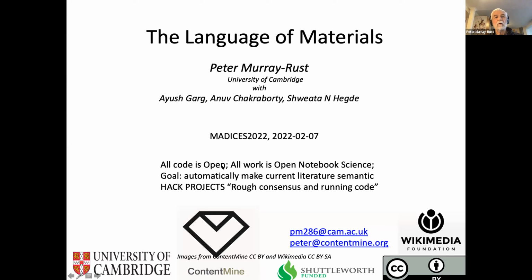Some points at the beginning: all my code is open. Well, it's not all mine. All the work is open notebook science, so everything is already up on the web as it's done. And the goal is to make the current literature semantic. Now, that's a huge goal, but I think it's possible. In other words, we should be in a position where we can read the current literature with machines helping us at the same time. I've put forward some ideas for hack projects and taken the mantra of the IETF, rough consensus and running code. In other words, this is 80% satisfactory.